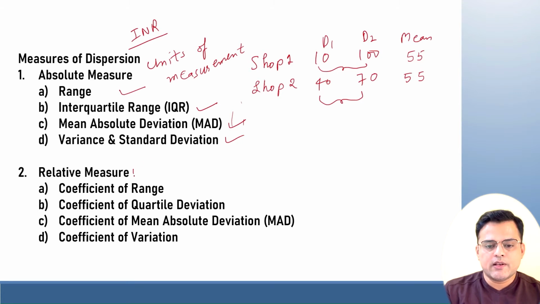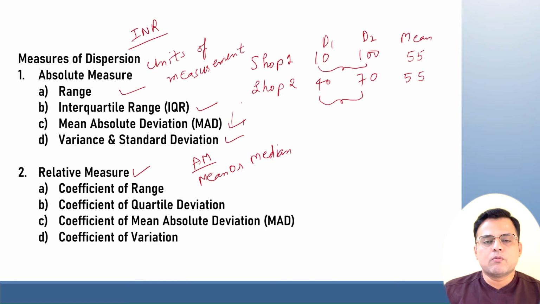So what is a relative measure? In the case of a relative measure, we divide the absolute measure by mean or median to derive the coefficient of all these absolute measures. So we derive the coefficient of range, coefficient of quartile deviation, coefficient of mean absolute deviation, and coefficient of variation. Let's see all these one by one.